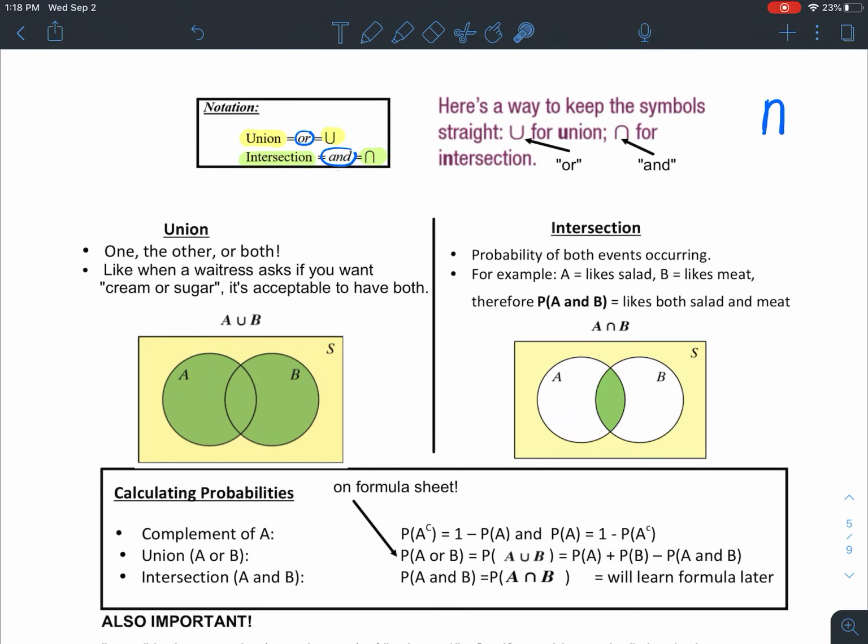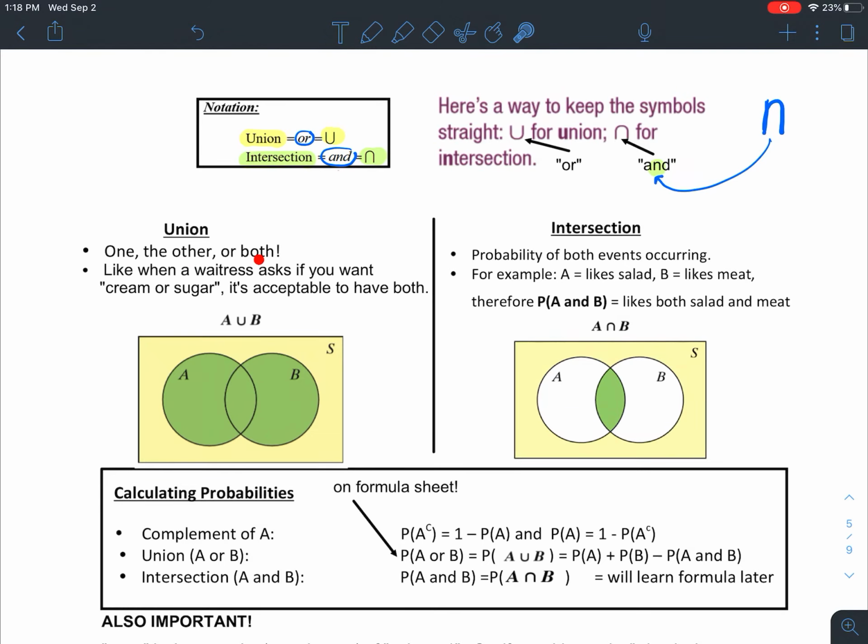And I try to remember this because when I see the symbol flipped for "and," I almost think of it as being like a lowercase n, and "and" has that lowercase n in it, okay? Now, it's important that you understand the difference between or and and as it relates to probability here, okay?